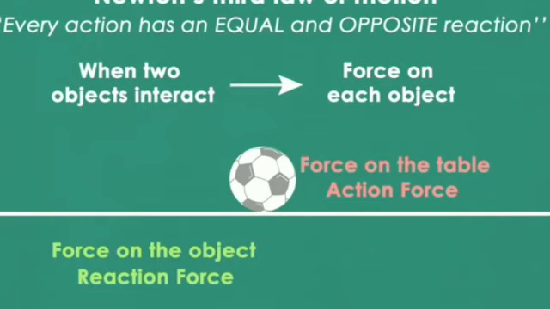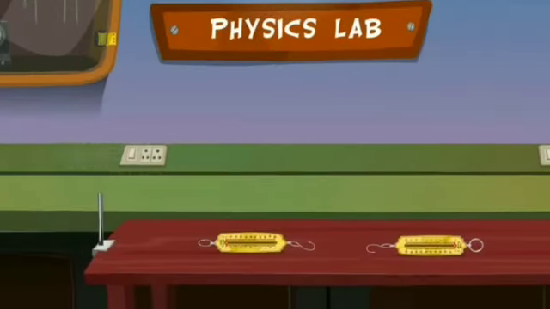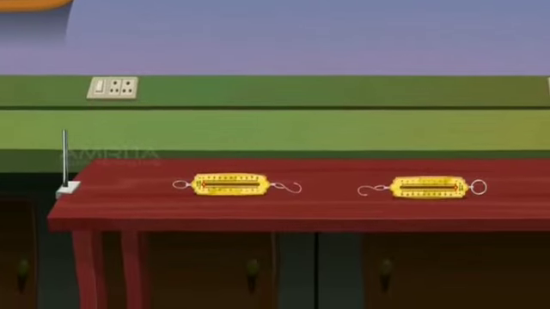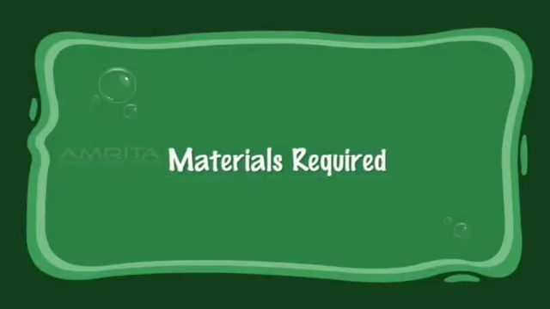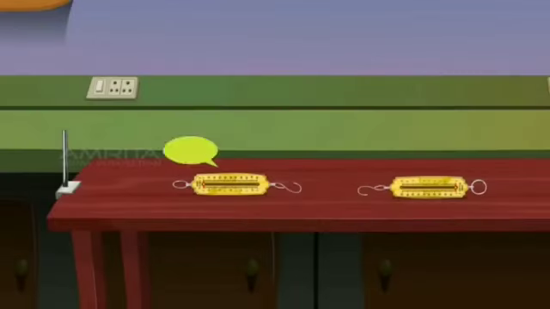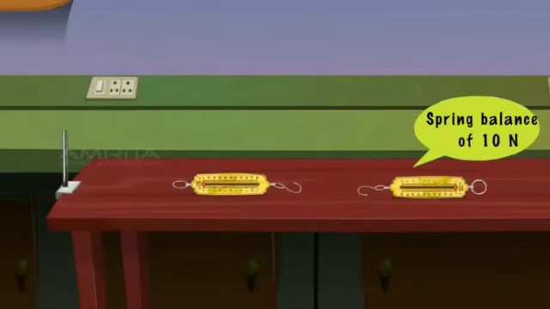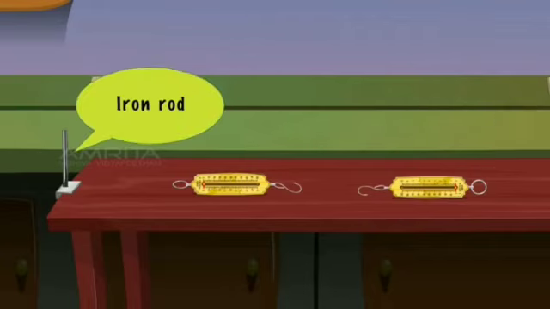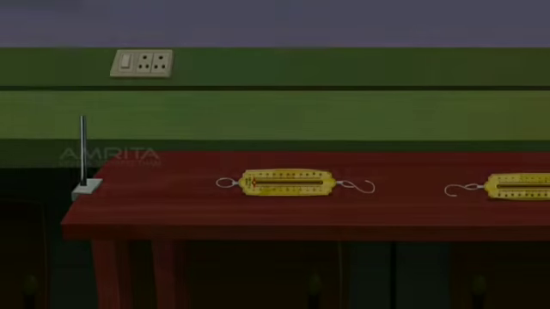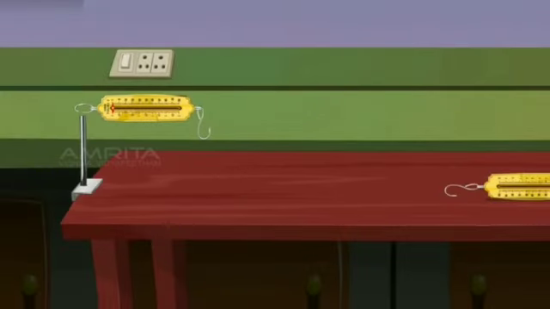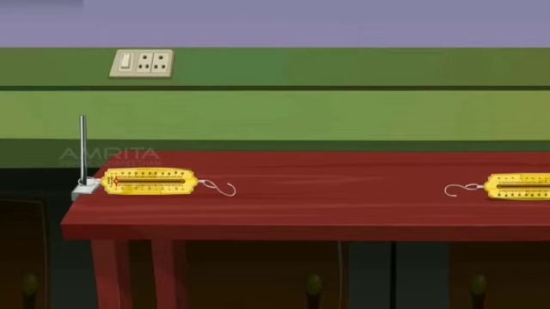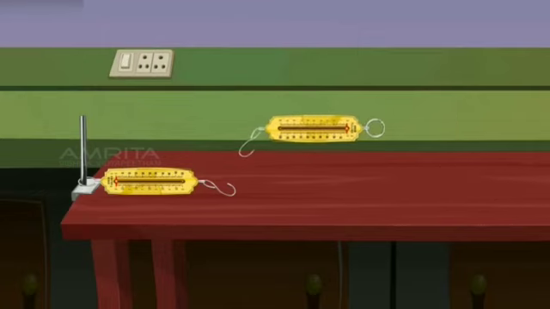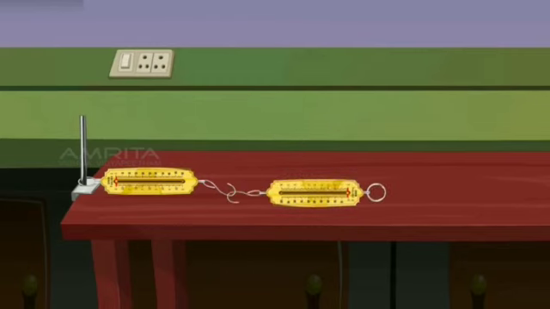Now let us understand Newton's third law of motion with the help of an activity. For doing this activity, the materials required are two spring balances, one of 5 Newton and the other of 10 Newton, and an iron stand. Take the spring balance of 5 Newton and attach one end of it to an iron stand, and take the spring balance of 10 Newton, then attach it to the hook of the first spring balance.